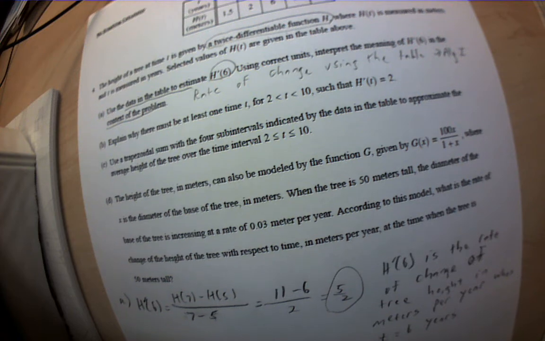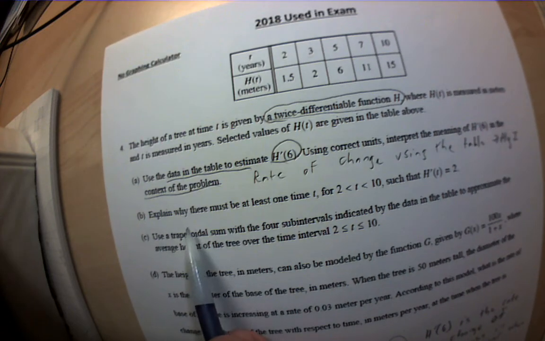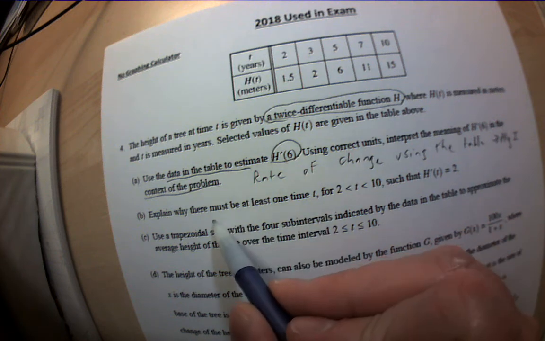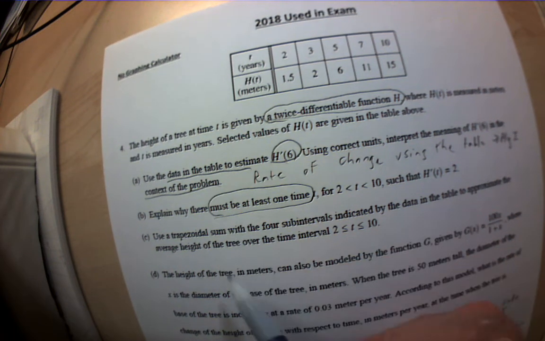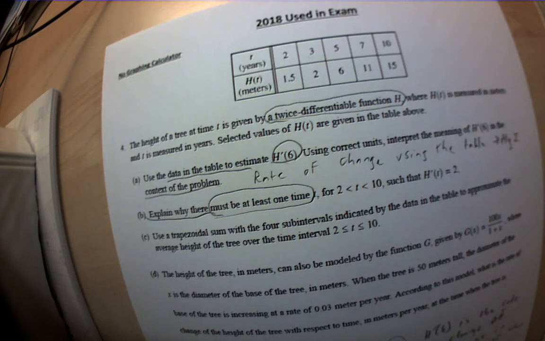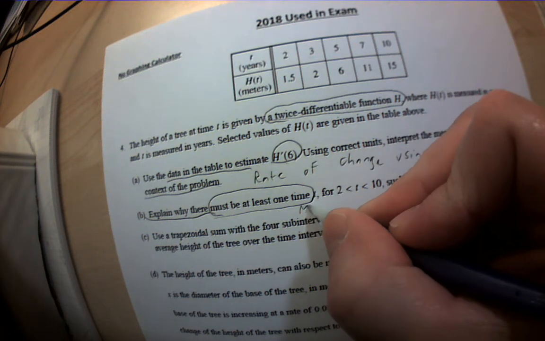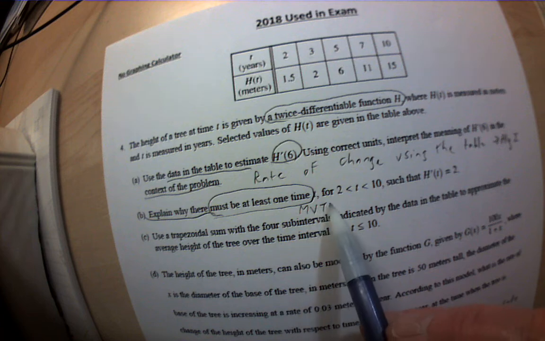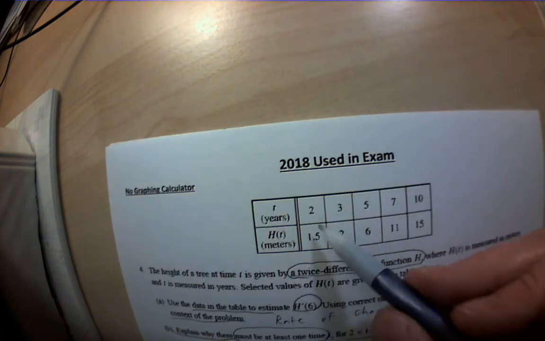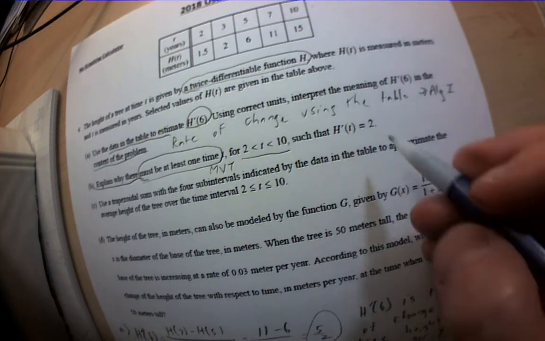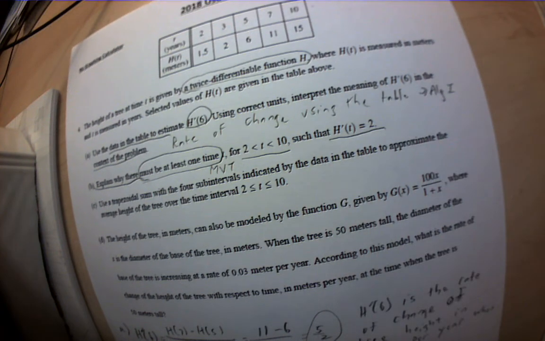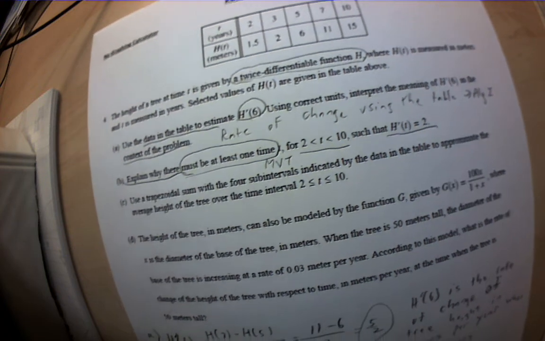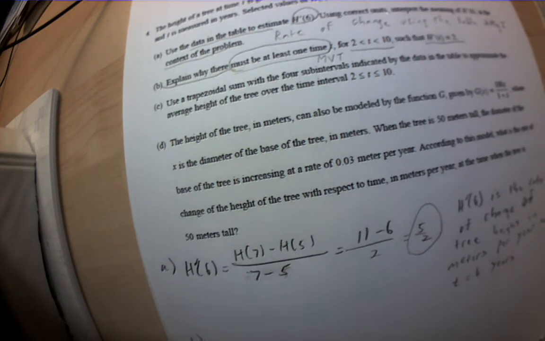All right. Part B. Explain why there must be at least one time. Guys, when you start seeing things like at least one, explain why there must be at least one, they're usually talking about one of the theorems, okay? And the most likely theorem is the mean value theorem. So they want to explain why there must be at least one time between 2 and 10, and if you look at the table it goes between 2 and 10, such that h prime of t equals 2, okay?